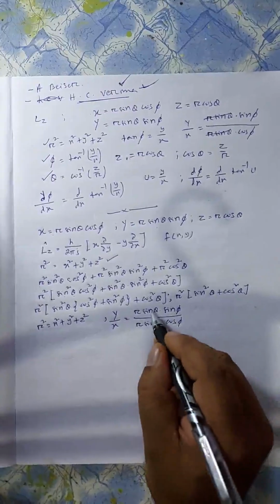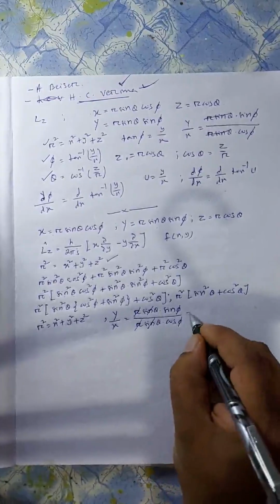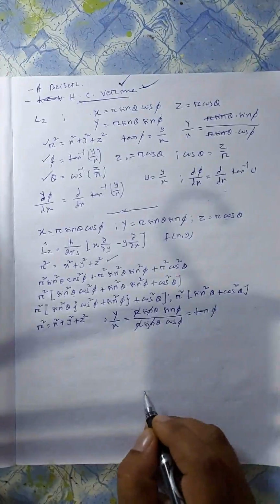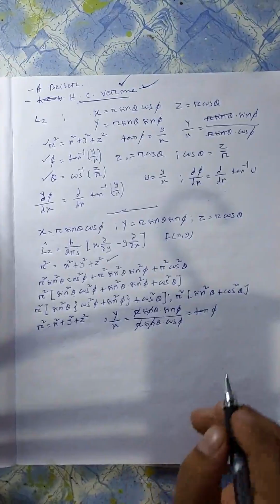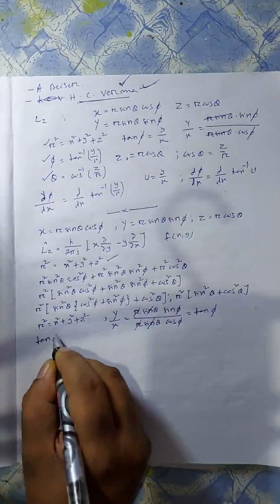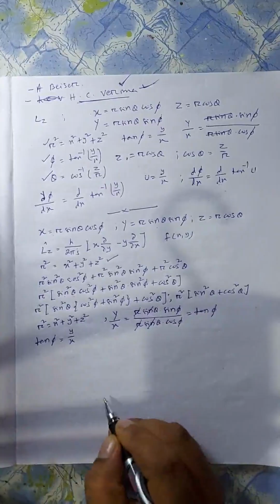Now sin theta cancels, r cancels, and this is equal to tan phi. Then tan phi is equal to y by x. That means we get another relation: tan phi is equal to y by x.